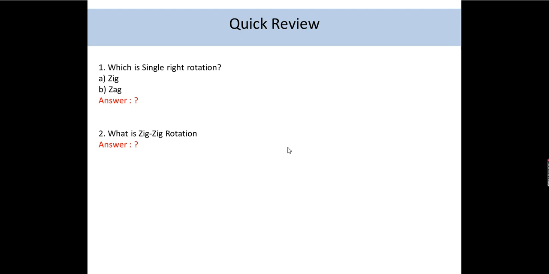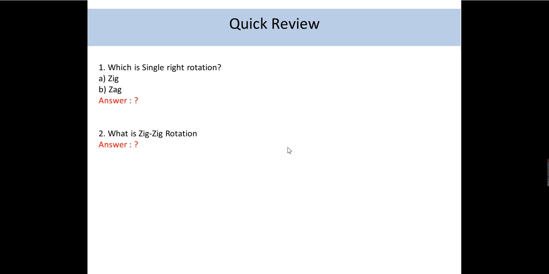So which is a single rotation operation? Can anybody tell me which operation is a single right rotation operation? Which operation is a single right rotation operation? Is it a zig or zag? And the second question, please start thinking. The second question is, what is a zigzag rotation? Right? Give me a one-line answer. What is a zigzag rotation? You can note down answers in your notebook, and then we can verify those answers.